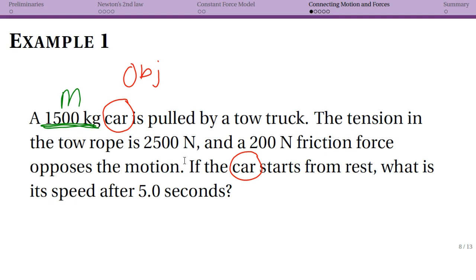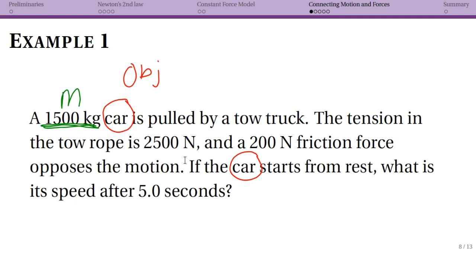Now, we haven't learned about friction yet. That's going to be in next week's topics. However, at this point, you're not being told so much that you have to calculate friction yourself. You're told the magnitude of the friction force, so that's completely fair game right now. The question is, if the car starts from rest, what is its speed after 5 seconds?